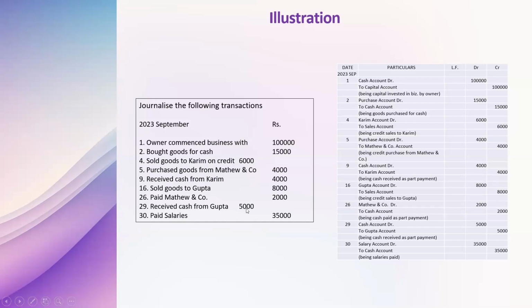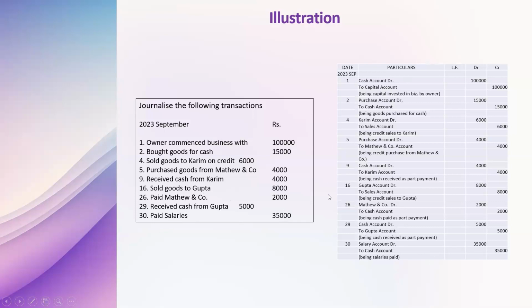Received the cash from Gupta, 5,000. As we have sold to Gupta for credit, Gupta has paid 5,000 out of 8,000. A part payment is being received. So cash account debtor to Gupta account creditor. And then paid salaries, or all the expenses. So 35,000 salaries. So salary account debtor to cash account creditor. Clear? So these are the basic transactions.